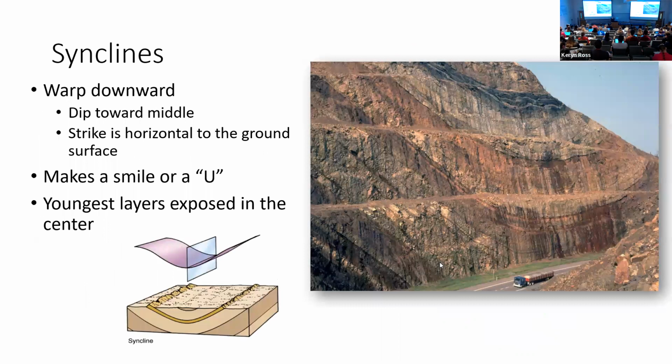So a syncline is a warp downward. The dip is towards the middle. So if you were to be able to slide down this guy, you'd sit right here and you'd slide down to the middle. This is called Sideling Hill, and it is in Maryland. What do you think? Pretty sure it's in Maryland. It's really, really, really cool.